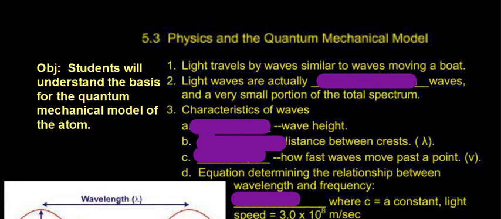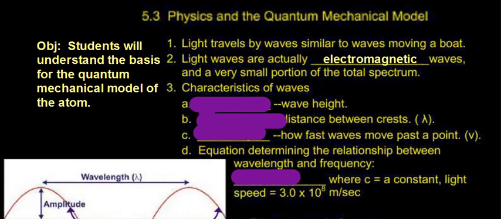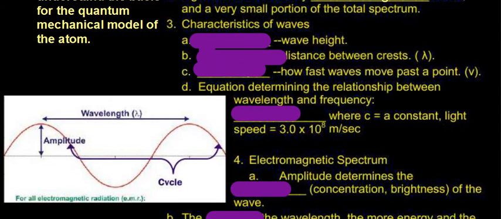So, we start with light waves. And light travels by waves similar to the way that waves move a boat. Light waves are actually electromagnetic waves and a very small portion of the total electromagnetic spectrum. Okay, and so we have these characteristics of waves, and they are as follows.